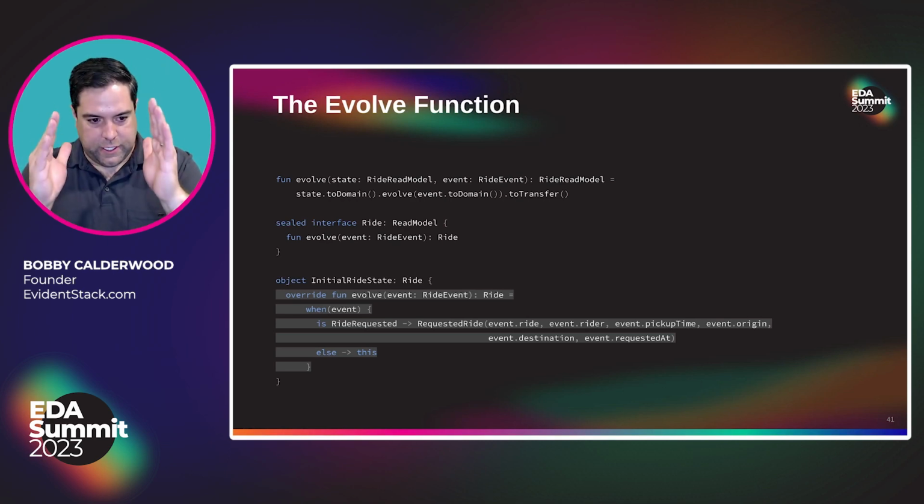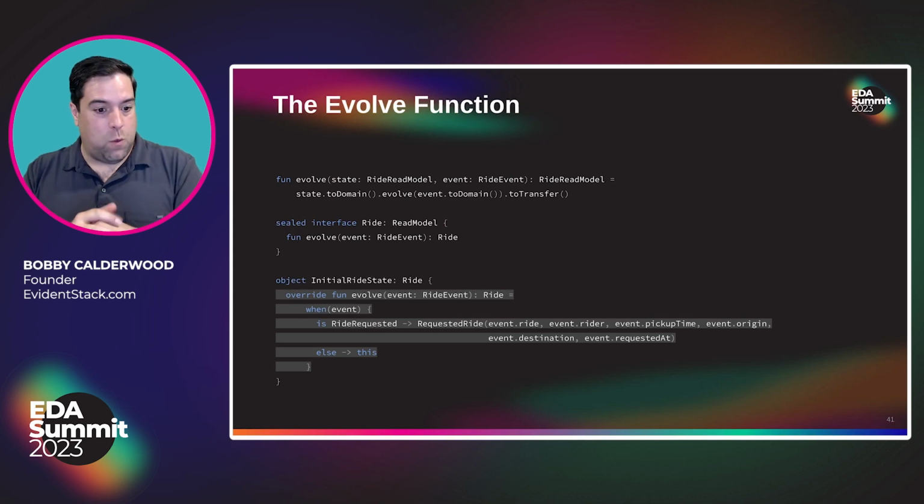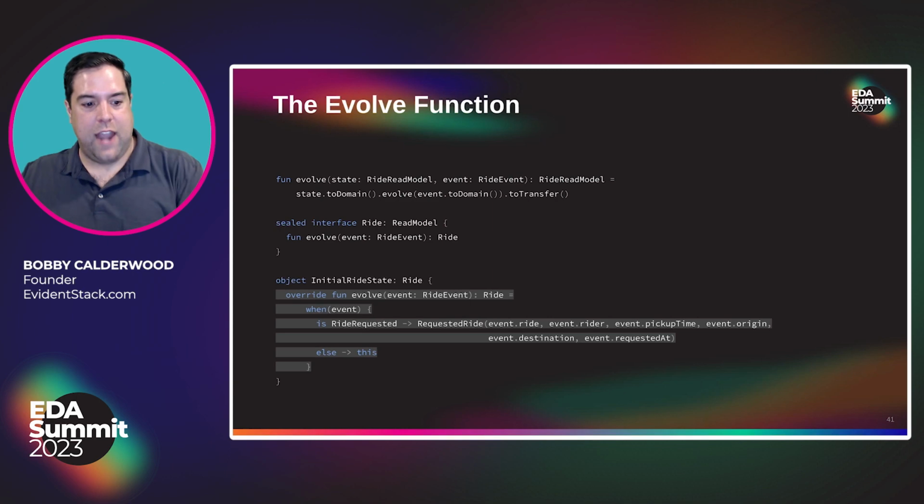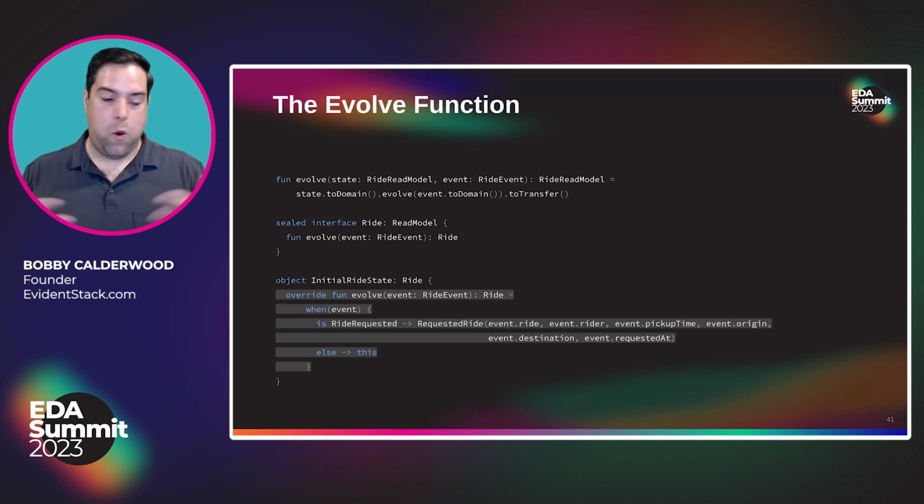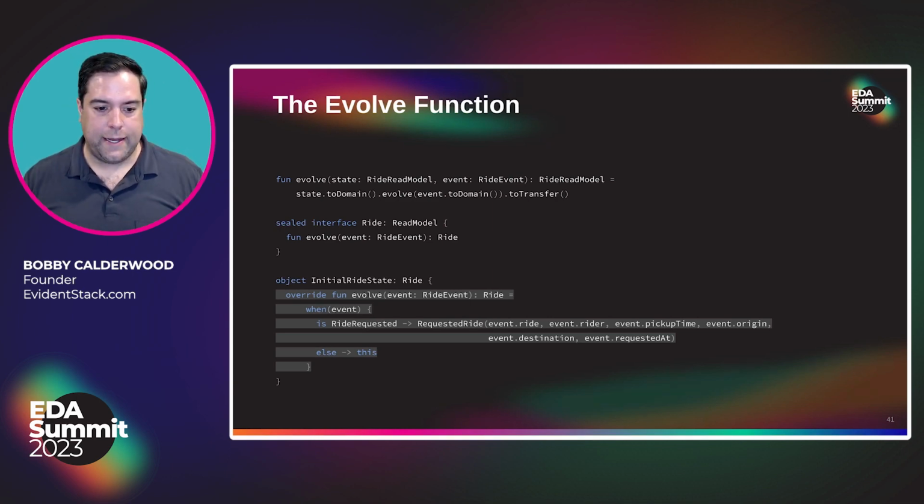But here, this particular type really only responds to one type of event, right? There's nothing, and then the ride requested event shows up. And so now I'm going to return this requested ride. This is a ride in the requested state.